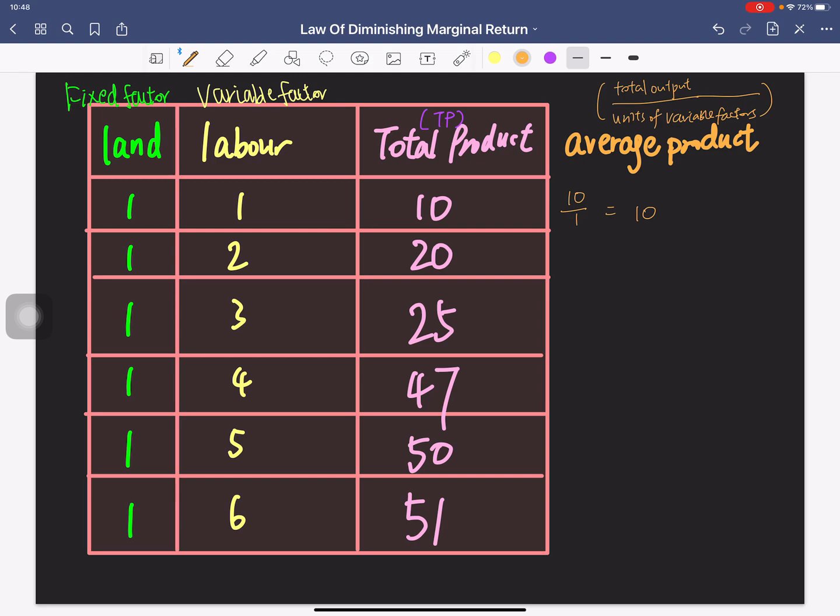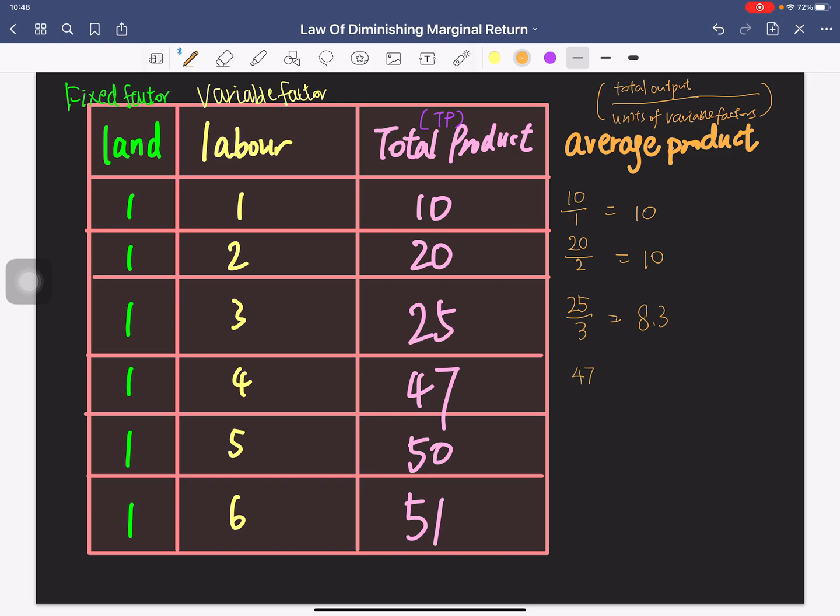So I think you have already taken your time and completed the table. So let's look at the remaining. This one will have 20 total output, and then we're going to divide it by 2 because the unit of variable factors when the total product is 20 is going to be 2. So we have 10 as our average product. And the next one, we're going to have 25 divided by 3. So this should be 8.3.